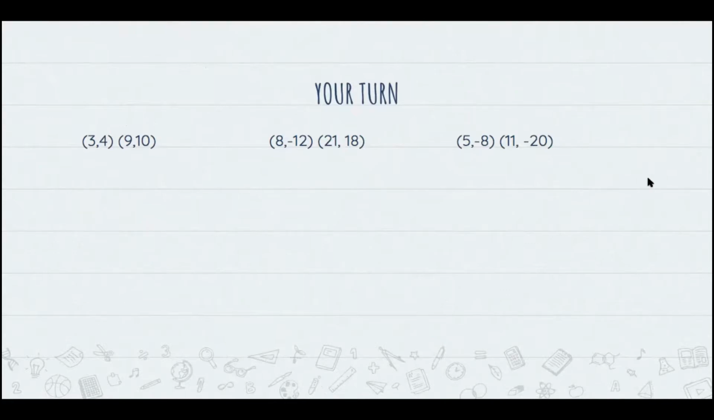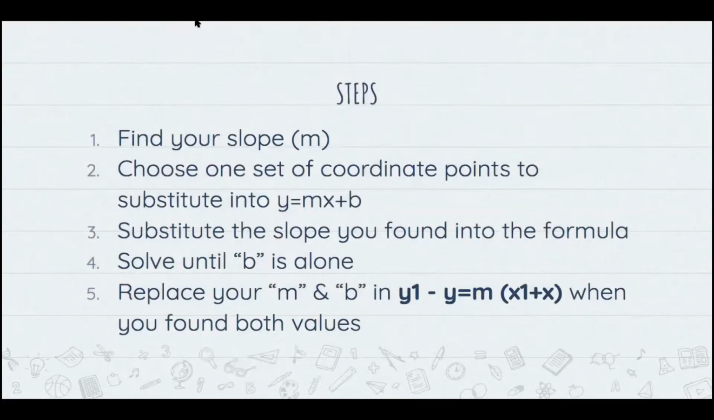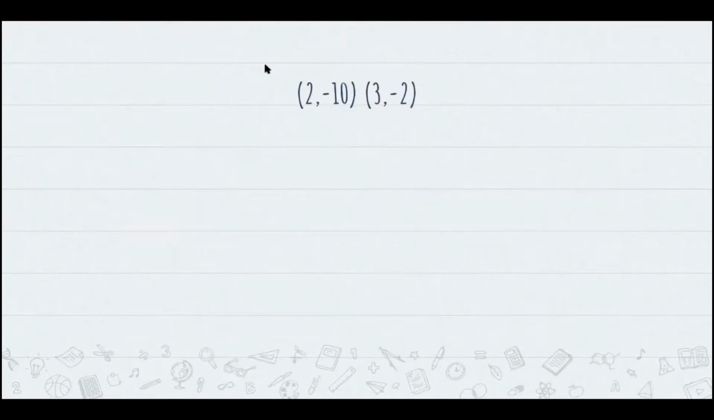And now we are going to move on to point-slope form. Okay, now that you know how to find your slope and you know the y equals mx plus b formula, you substitute the slope you found into the formula and solve until b is alone. That's how you find what b is. That is what Caitlin taught in the previous slide. So now you want to replace them into this formula, y1 minus y equals m parentheses x1 minus x close parentheses. So here I will demonstrate.